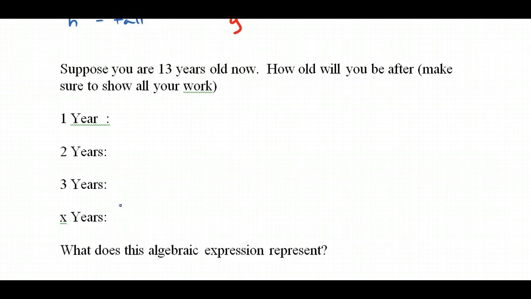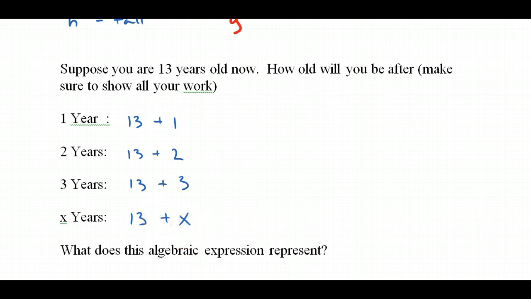Okay, so let's go ahead and write this down. So how old will you be after 1 year? Well, if you're 13 years old now, after 1 year, you're going to be 13 plus 1. So that shows how old you'll be next year. In 2 years, you're going to be 13 plus 2. In 3 years, you're going to be 13 plus 3. And then, suppose I want to know, any number into the future, how old you're going to be. Well, I don't have to keep writing this out. I can just say 13 plus X.